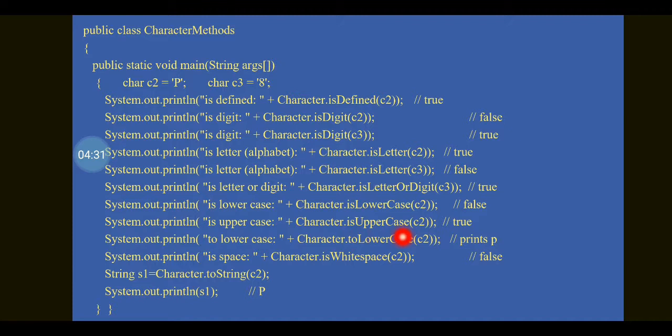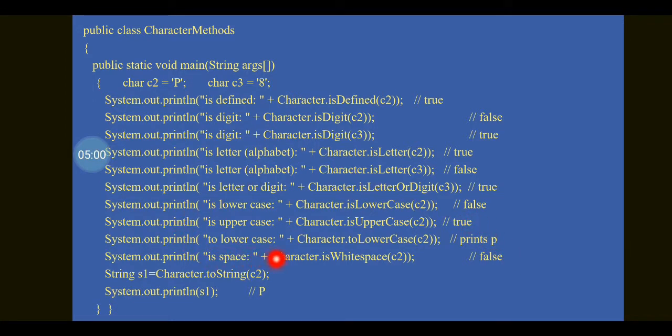And toLowerCase() is used to return the given character in the form of lowercase, so c2 contains capital P. toLowerCase will return the capital P in the form of lowercase p. And isWhitespace() is the method used to check whether c2 contains white space or not. It does not contain any white space, so it returns false as a result.